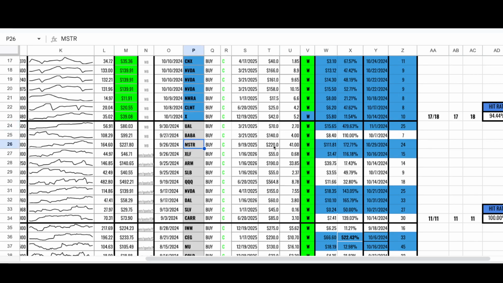MSTR MicroStrategy, this one has continued to go higher. This one's pretty crazy too. $41, so $4,000, $4,100 for this option. Now it's looking at over 10K per option here. Pretty crazy returns, 171%. XLF, the financial sector ETF, has also gone up 116%.